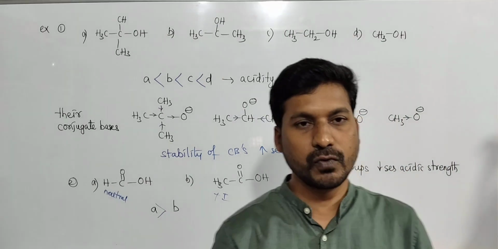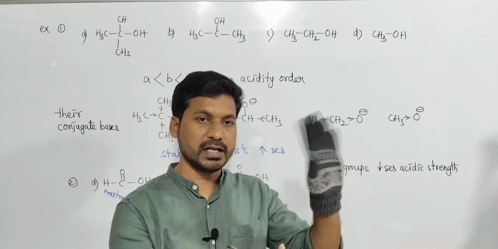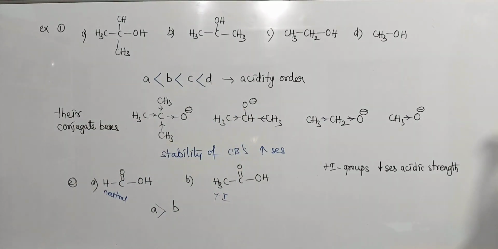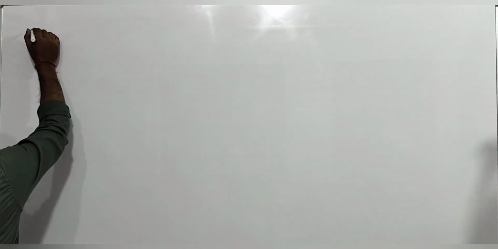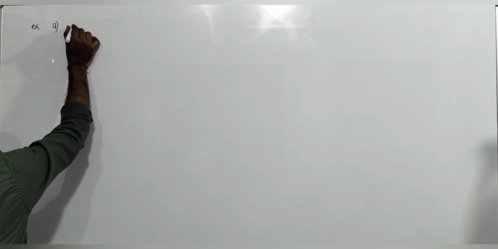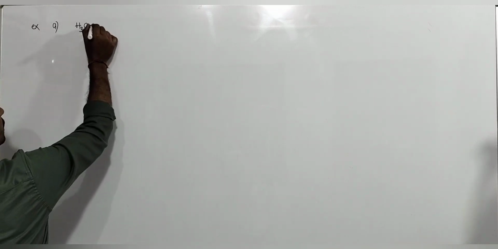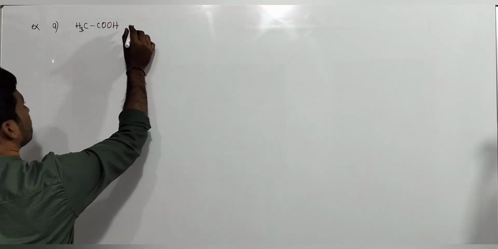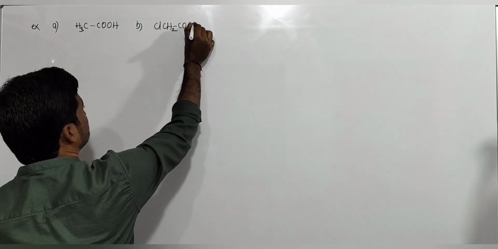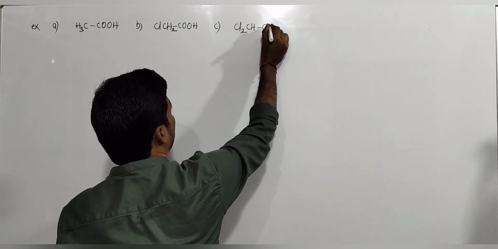A plus I group pushes electrons towards the anion, then the magnitude of negative charge on the anion increases, its reactivity increases, but stability decreases. Okay, take this one. Next example: acetic acid, CH3COOH, acetic acid. Chloroacetic acid, second option. Dichloroacetic acid.